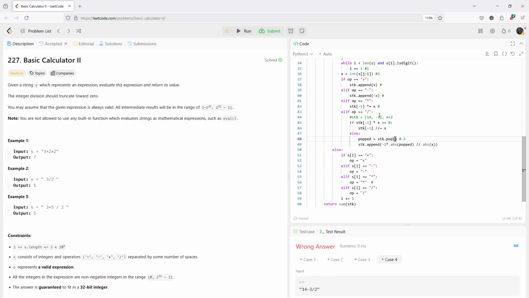So now stack is just the 14. Get the -3 out here. -3 divided by 2. Absolute value of all of it is going to be 1. So -1. So now you're just going to have 14 and -1. So that will be 13. And then, yeah, that matches the expected output.